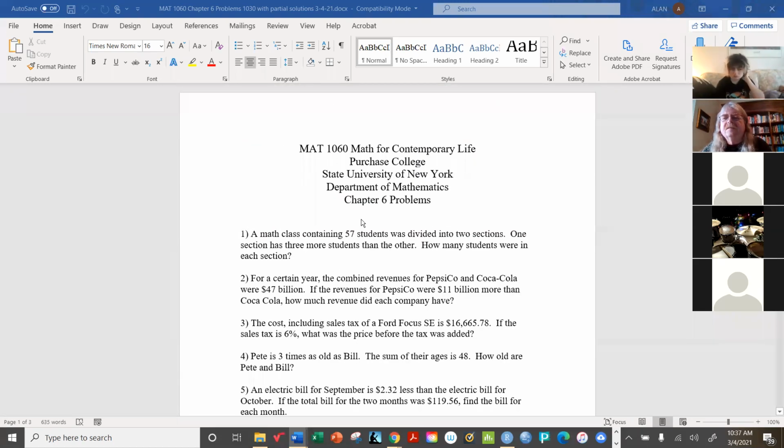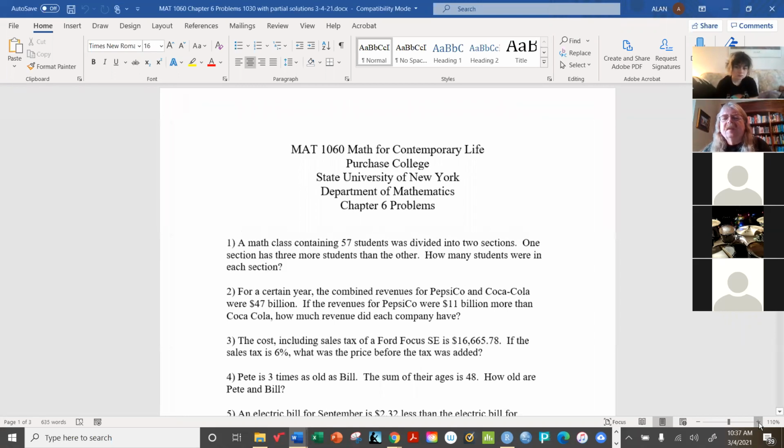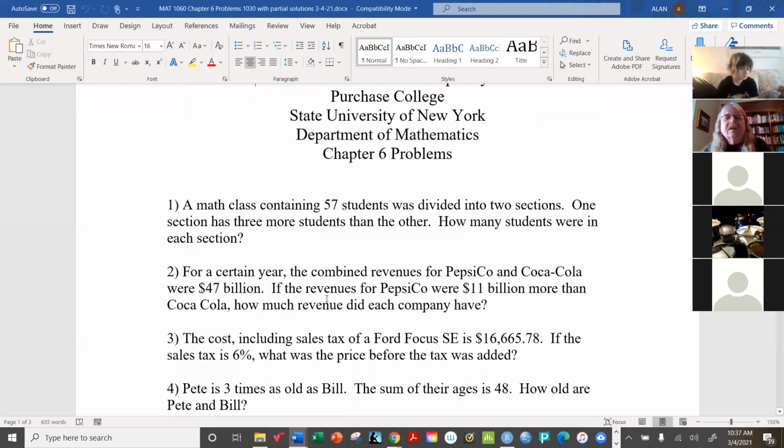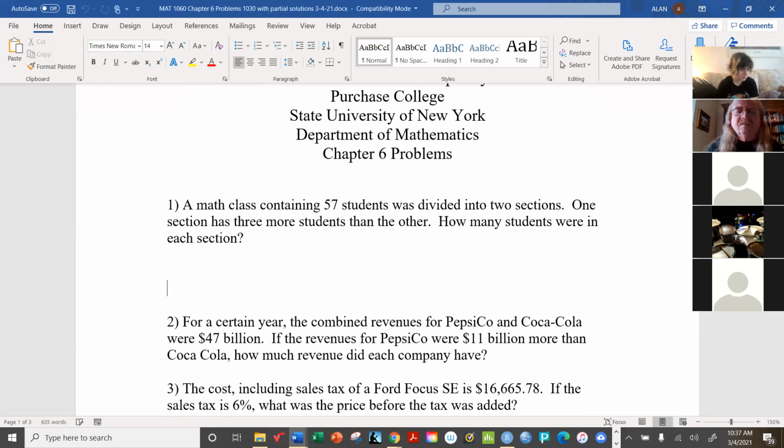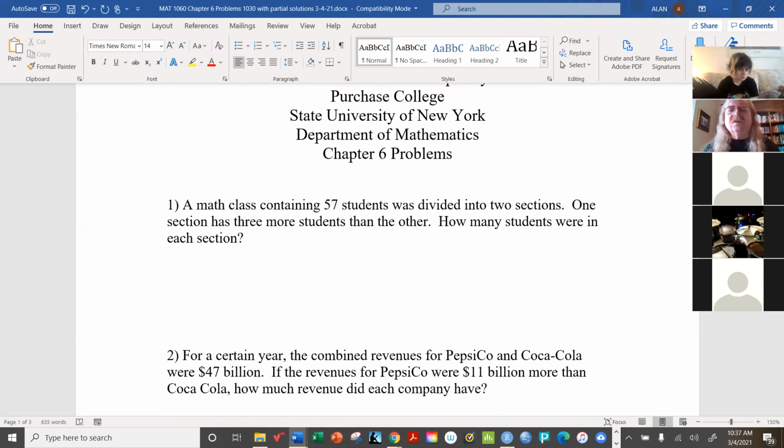These are a little challenging, but not that bad. But we do have to go through a lot of steps though. So here's a perfect example. Suppose I told you that there's a math class that has 57 students in it, but it was divided into 2 sections. It was just too big. And so now we are told that one of the sections has 3 more students than the other section. So the question is, how many students are in each section?